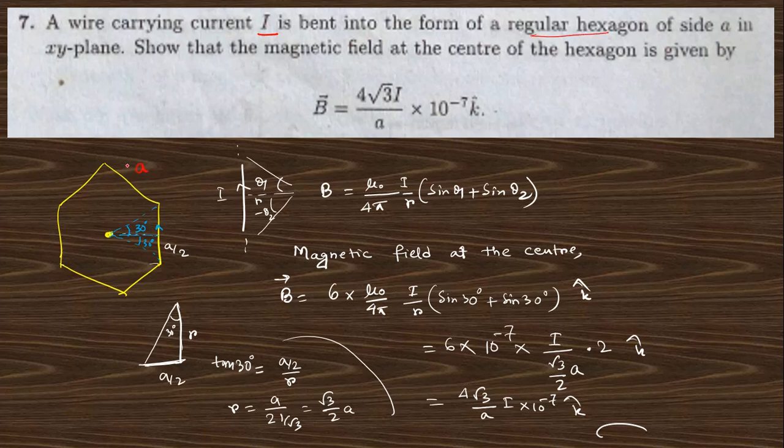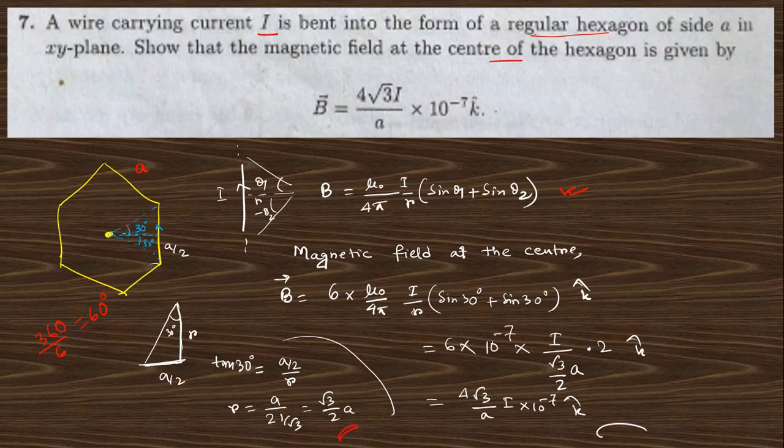A wire carrying current I bent into the form of a regular hexagon of side a, so that the magnetic field at the center of the hexagon is given by this. The total angle is 360, and there are 6 sides. So for each side the angle will be 360 by 6, that is 60 degrees, and this is 30, this is 30. So just use the previous formula. Here this distance is a by 2 and this distance is r, so tan 30 equals a by 2 by r. From here you will get the value of r.